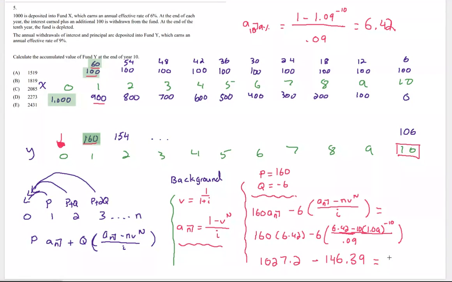So I get 880.8. Now, this gives me the value right here. So I want to accumulate that 10 periods to get it right here. So I'm going to take that 880 and multiply it by, interest rate is 9%, so 1.09 to the 10th power, okay? And we get 2,085.